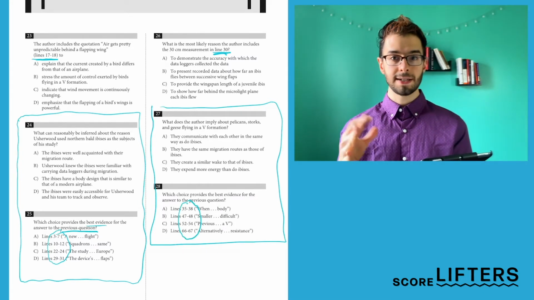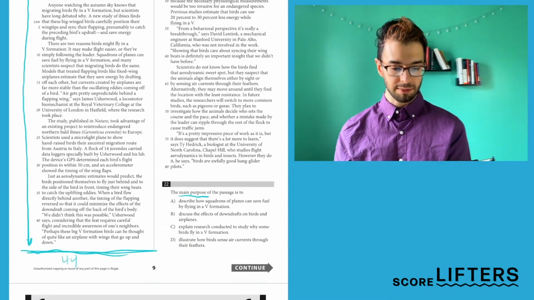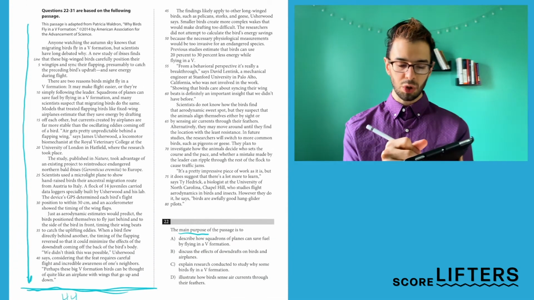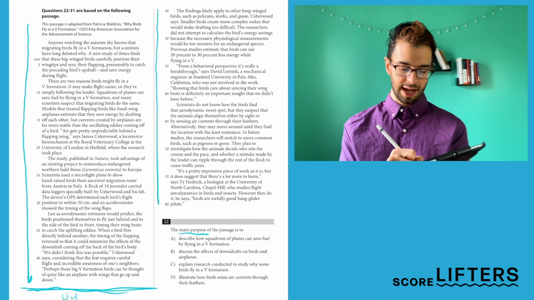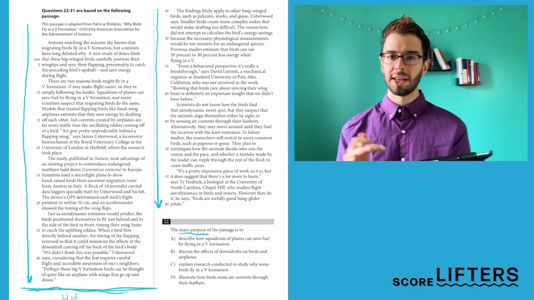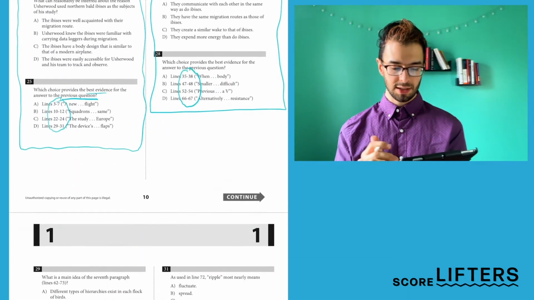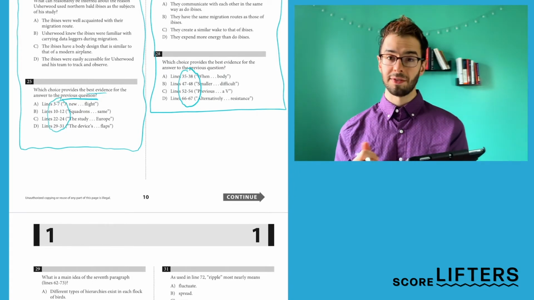So you've probably guessed the next step is we go back up to the passage, and this time we're going to skim the second half. Once we've done that, we can go and answer the rest of the questions. So here we go. We can answer 27 and 28.